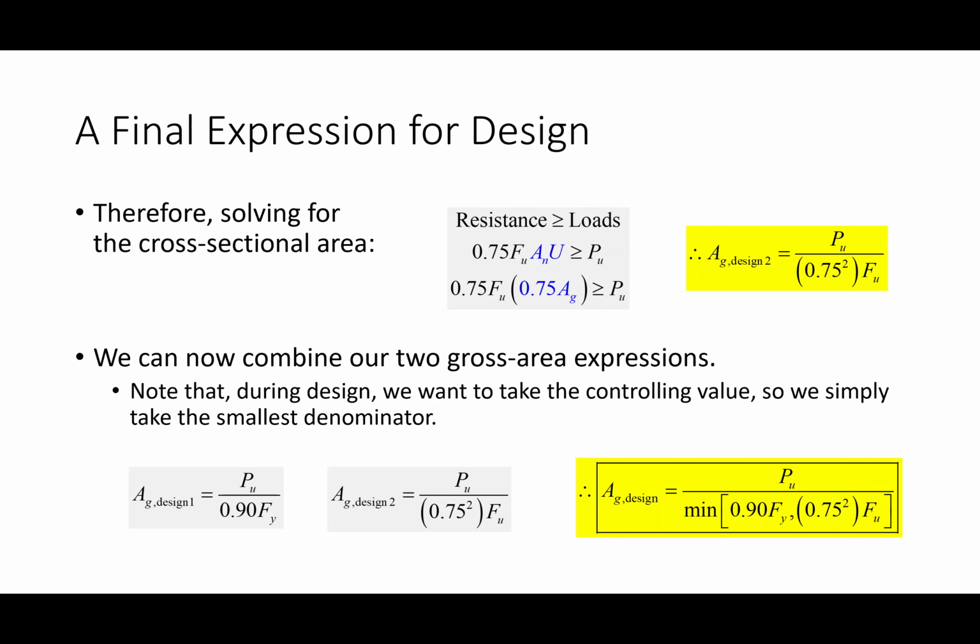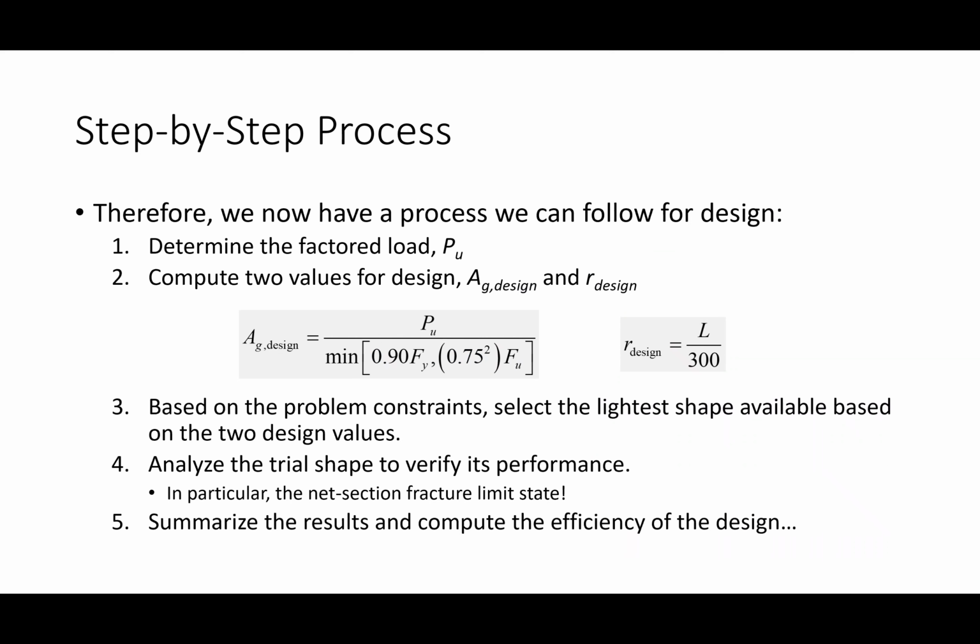So that's essentially our process. Let's go through it. The first thing we're going to do is determine a factored load: 1.2 dead plus 1.6 live, all that jazz. Then we're going to compute two design parameters. They're not actual properties of a shape in the manual; they're just tools that we're going to use to look up a shape. We'll compute a design gross area and a design radius of gyration. Based on these two, we go to the manual and take the lightest shape that meets these two design parameters.